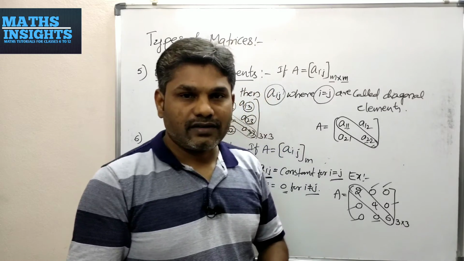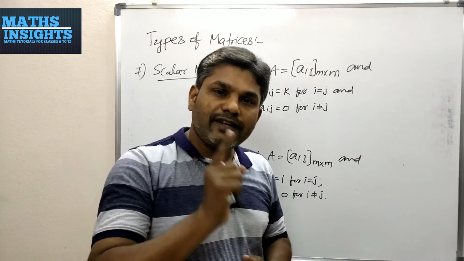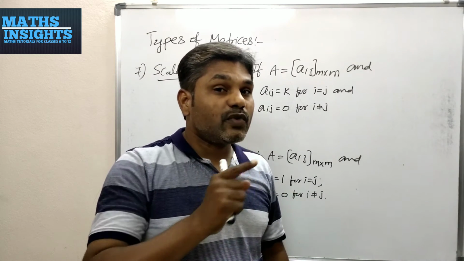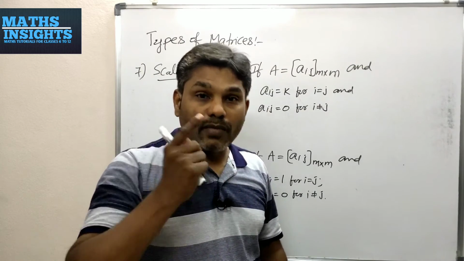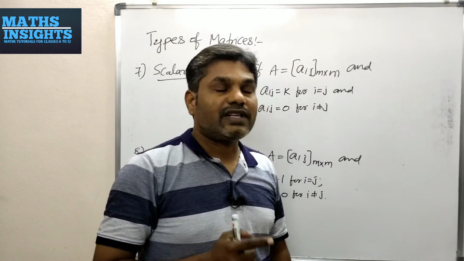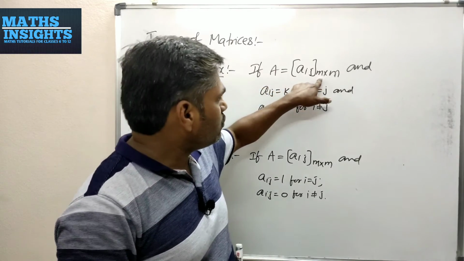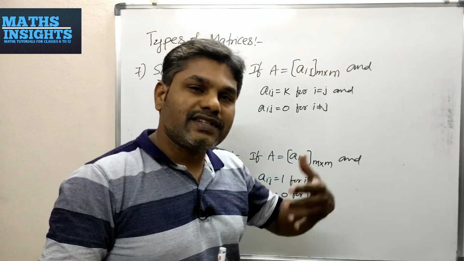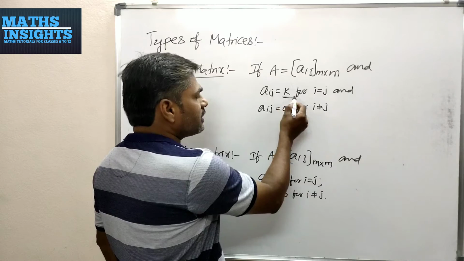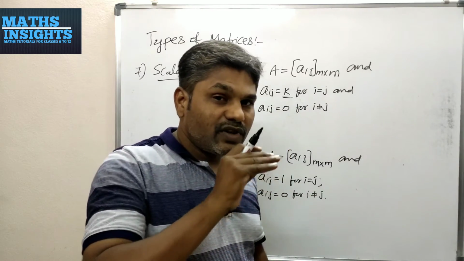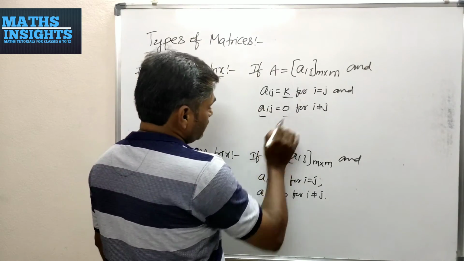Now we will go to the next one. The next definition is scalar matrix. This is very similar to a diagonal matrix. In a diagonal matrix, the elements in the principal diagonal are constants, but I didn't say whether they are equal or not equal. But if those elements are equal, then that is said to be a scalar matrix. Clearly, if A is equal to aij, whose order is m by m, it's a square matrix, and aij is equal to k. That means the elements in the principal diagonal should be the same, 2 2 2, 3 3 3, like that, and the remaining elements should be 0.